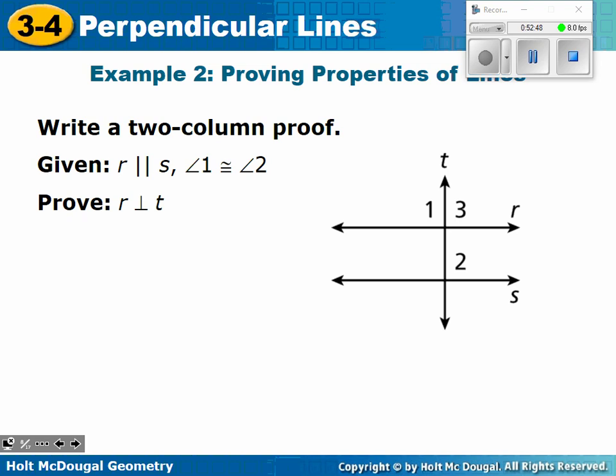If 2 congruent angles form a linear pair, then the lines are perpendicular.